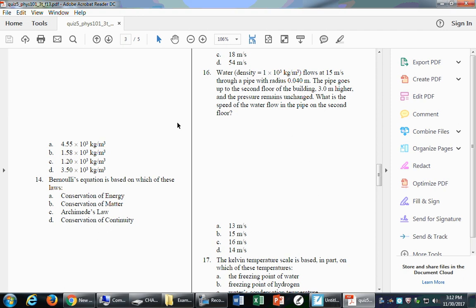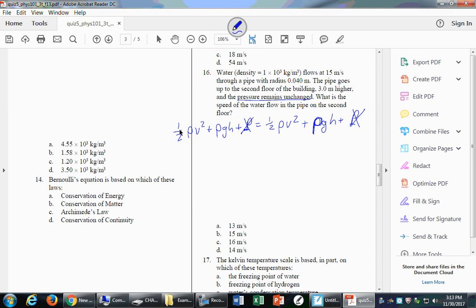So Bernoulli's principle says that 1/2 rho v squared plus rho gh plus the pressure is constant. That means it's equal to 1/2 rho v squared plus rho gh, plus the pressure, but that's all constant. Now it tells you that the pressure remains unchanged. So I'm just going to get rid of these because they're equal and I can subtract them from both sides.